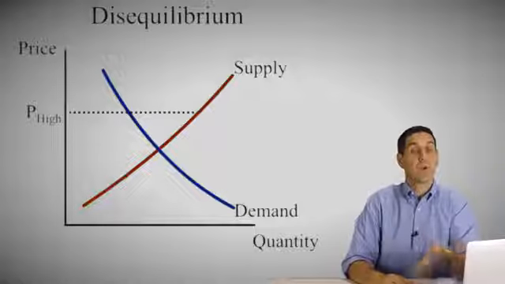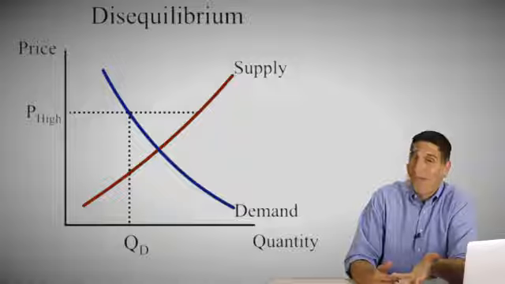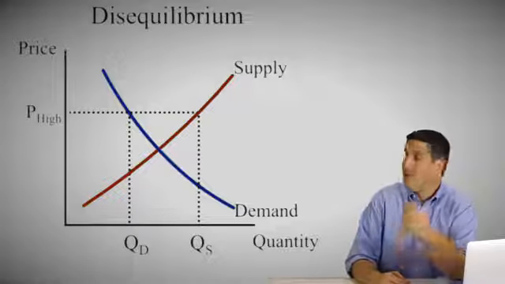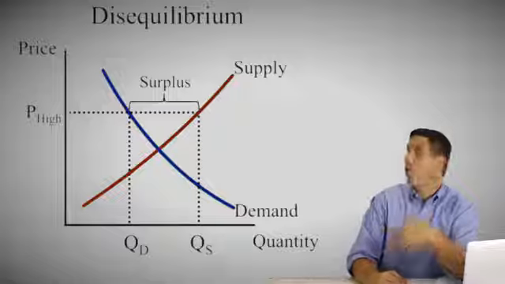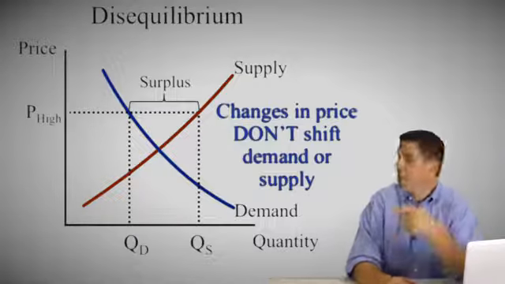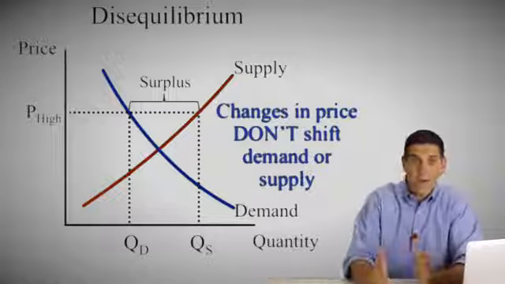If the price is really high, above equilibrium, then the quantity demanded falls, right? People don't really want to buy it. The quantity supplied would increase, and again, we're not at equilibrium, we're at disequilibrium, and there's a surplus. In other words, more units are being produced than people want to actually buy. Now, keep in mind, when there's a change in price, it doesn't shift either of the curves, like demand or the supply, neither of them actually shift.